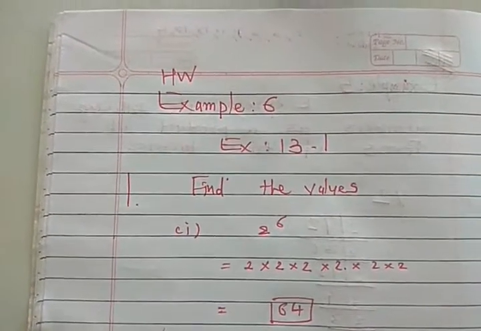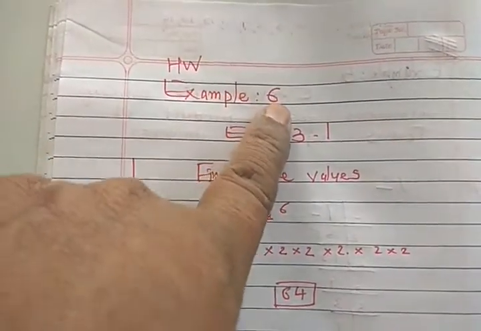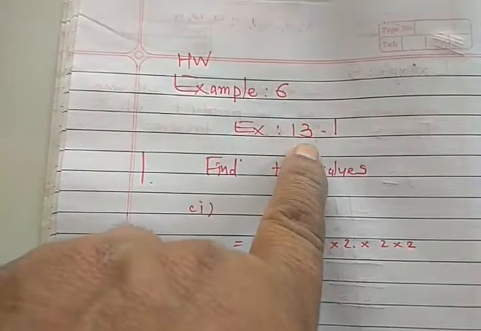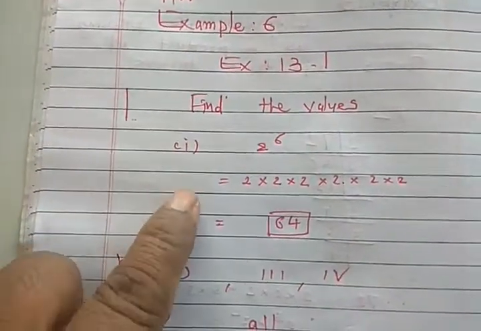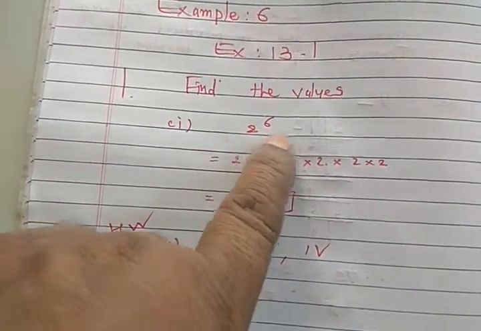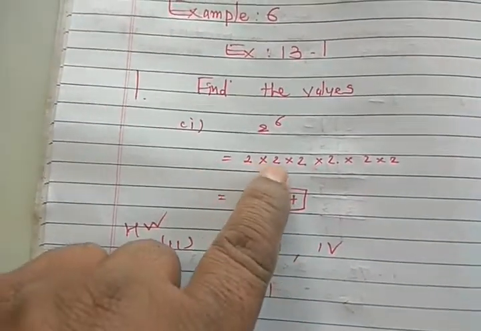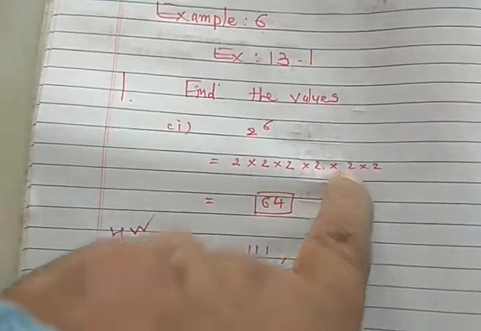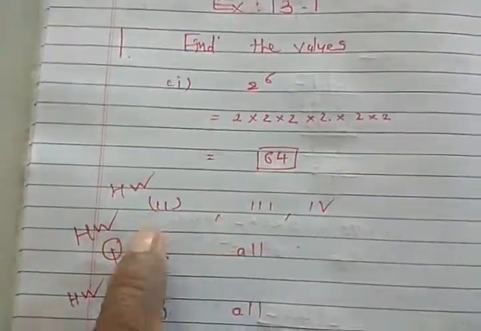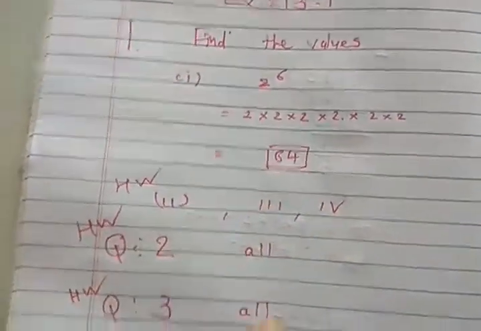Now example number 6, that you have to do by yourself. Exercise 13.1, find the values. You can find the values this way. Suppose 2 raised to 6, then how many times do you have to write 2? 6 times. So 2, 4, 8, 16, 32, 64. Like this way you can do the second, third and fourth by yourself.